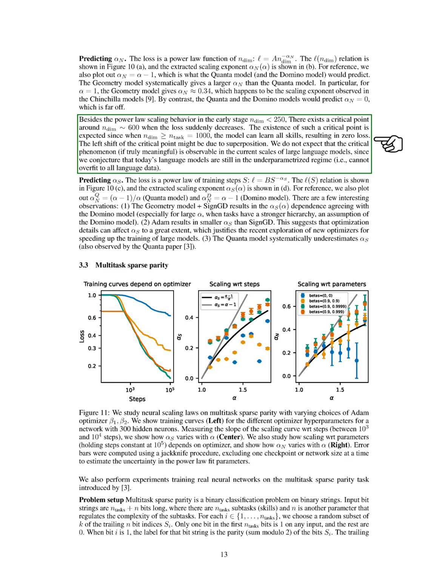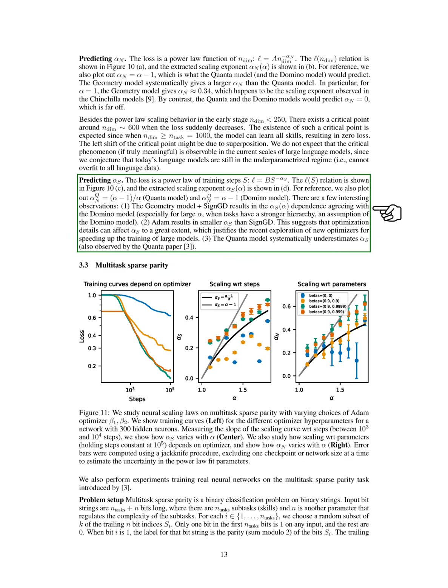Our results show that the geometry model with SignGD aligns with the predictions of the domino model, especially for larger alpha values. We also note that using Adam as an optimizer results in smaller alpha_s values compared to SignGD, highlighting the significant impact of optimization methods on scaling behavior. Lastly, we confirm that the quanta model consistently underestimates alpha_s.